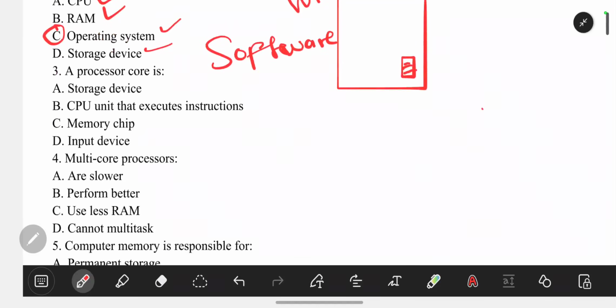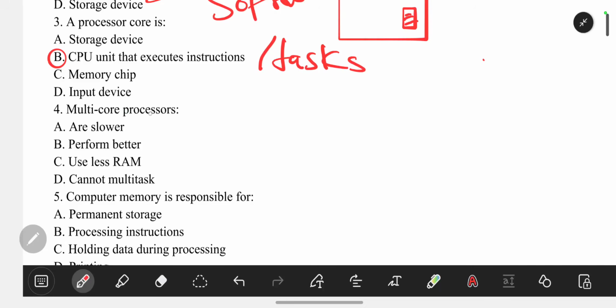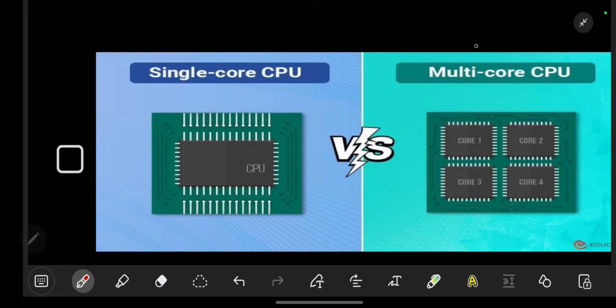Number 3, a processor core is. So a processor core generally is a CPU unit that executes instructions, or rather tasks. So it executes instructions or tasks. I'll explain more together with number 4. Multiple core processors generally perform better. Now let me explain both of them at the same time.